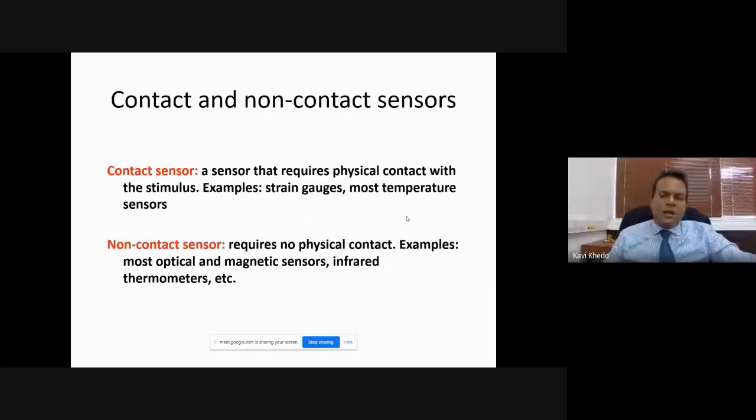Okay, so as I've told you, there are different ways to classify sensors. One common classification of sensors is in terms of whether it is a contact sensor or a non-contact sensor. When a sensor needs to be in contact with the physical medium in order to give the reading, we will call it a sensor that requires physical contact with the stimulus. If it is not in contact with the stimulus, it will not give a proper reading. Whereas a non-contact sensor requires no physical contact. For example, an optical sensor for light or a position sensor, an infrared, all these are non-contact sensors.